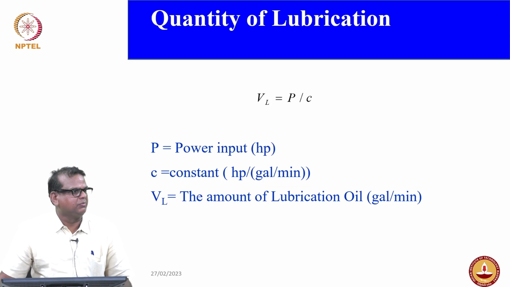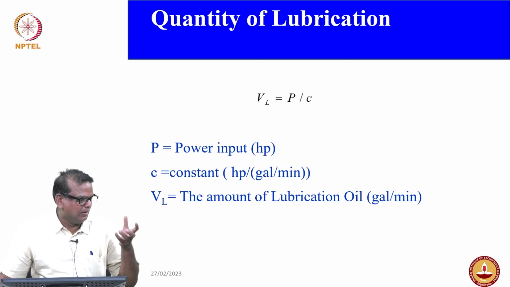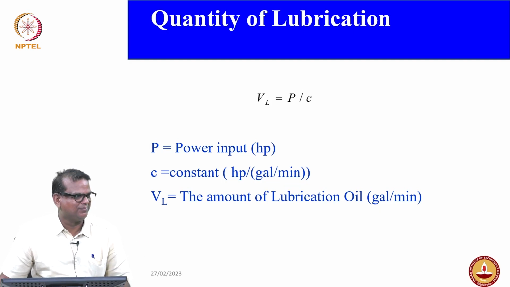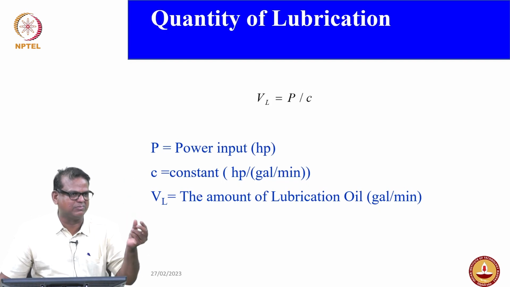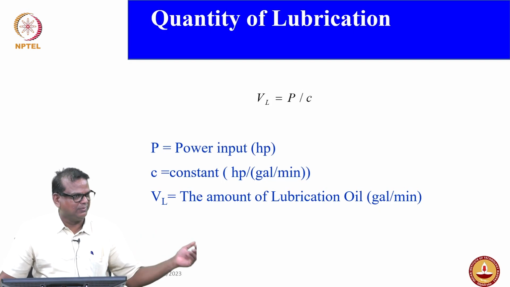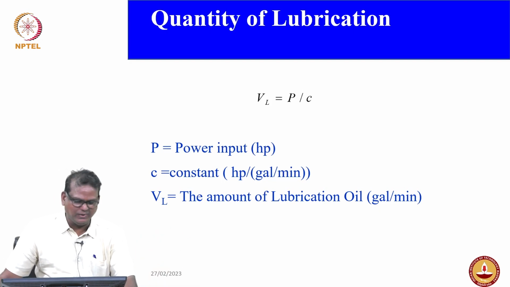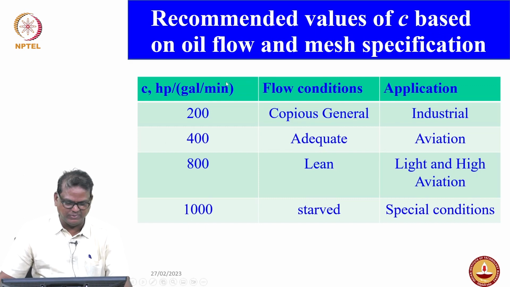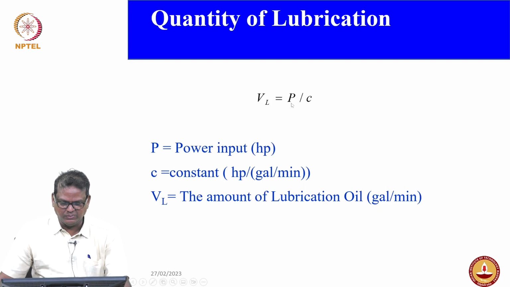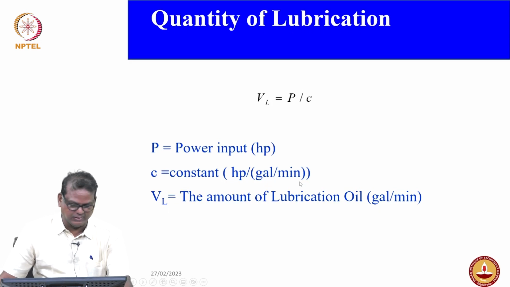Okay. So where do you expect more quantity of oil, and where do you expect less quantity of oil? Obviously, in the space application, the lubricant has to be as small as possible. The next is automobile, then machine tool gearbox. If you look at the equation, maybe I will go back: VL equals power by C. C is the constant, normally given per horsepower, in gallons per minute.